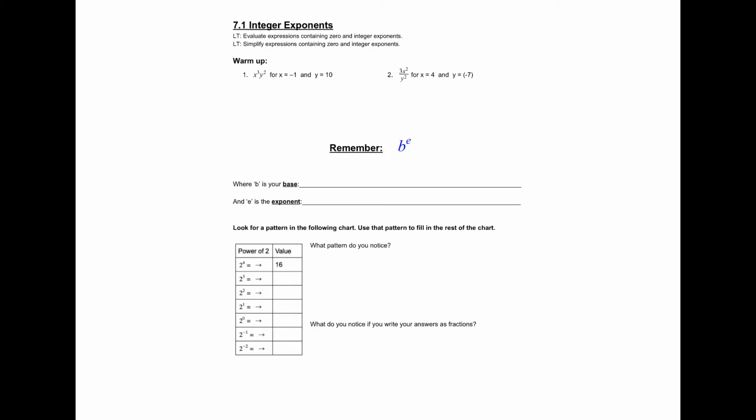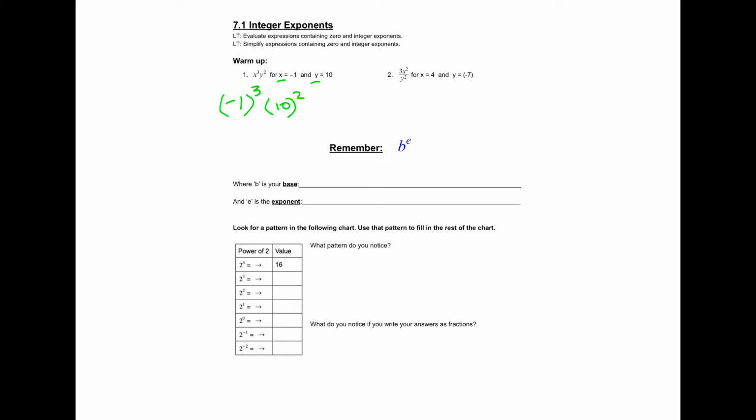All right, let's do it. So this is a warm-up back from Unit 1. And all it is doing is some substitution here. So we know that x equals negative 1, and y equals 10. So plug them in. Negative 1 cubed, and then times y is 10, so 10 squared. When I evaluate this first part, the negative 1 cubed, remember that you can use the Desmos calculator for that if you don't have your own calculator to do it. We talked about that in the video from Monday.